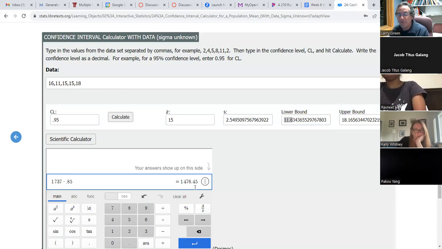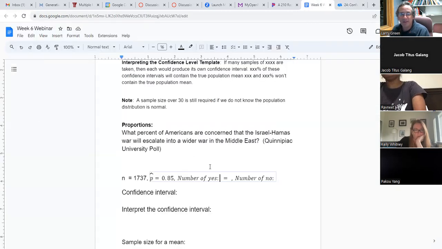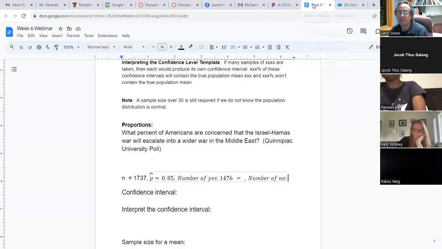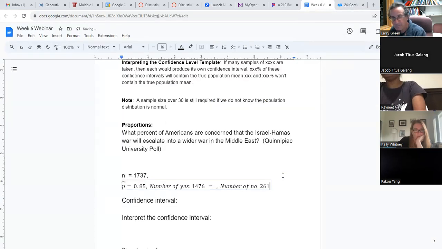I'm going to say 1476. So the number of yes is 1476. And the number of no, by the way, we can just subtract 1737 minus 1476. And I get 261. Any questions? Any questions on coming up with the number of yeses and the number of nos?